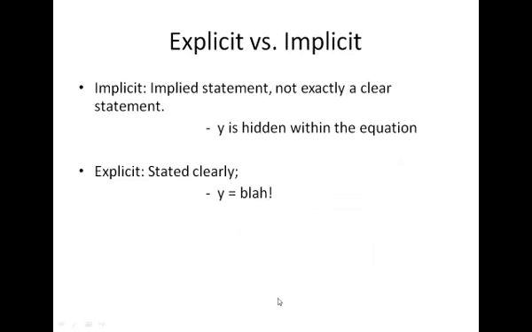So explicit versus implicit. Just kind of a quick English lesson. Implicit is the implied statement. What are you implying when you say that? When we're looking at it in terms of math, what we're saying is y is somewhat hidden within an equation. You're going to have to figure out where y is and where it stands. Explicit is stated clearly. This would be an equation like y equals x squared plus 3. Obviously, y equals blah. So we clearly know what y is equal to. Whereas in an equation that is implicitly written, you're not so clear as to what exactly y is equal to.